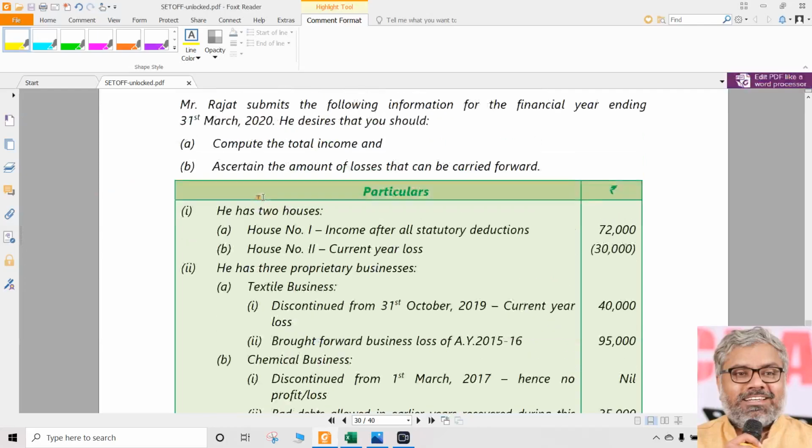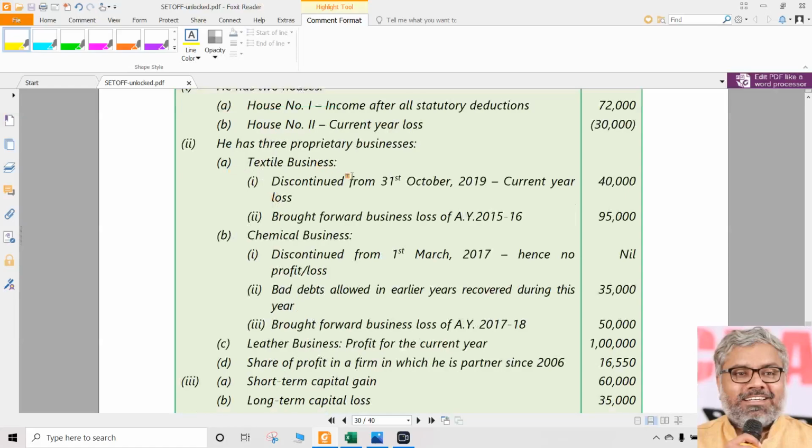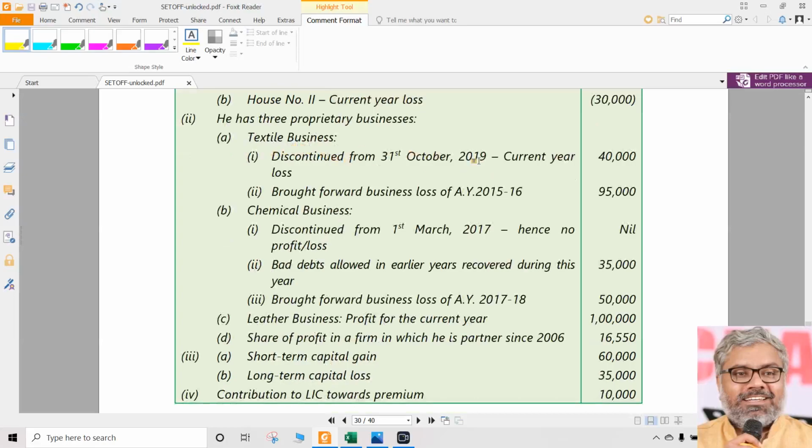Anyway, that is point number 1. Second point, he has 3 proprietary businesses. First business is a textile business, which was discontinued from 31st October 2019, which is during the year. In that there is a current year loss of 40,000 and a brought forward loss from assessment year 15-16, which is still within 8 years back. So that is 95,000. Both are losses only, there is no profit here. So any of them can be set off against the incomes of the current year, which we have to still face. So textile business, full loss.